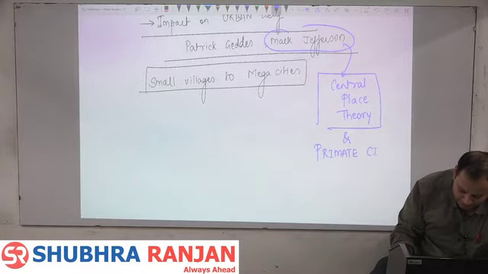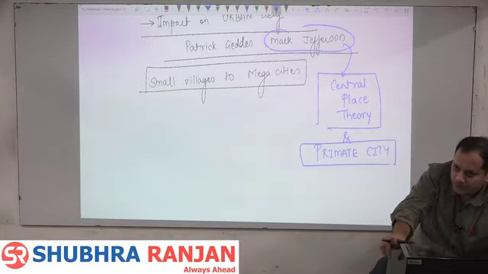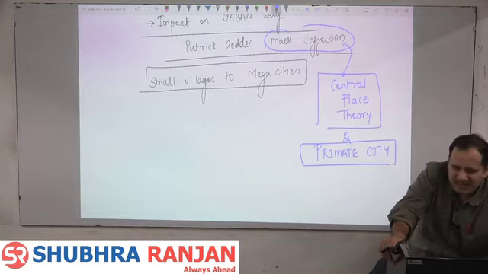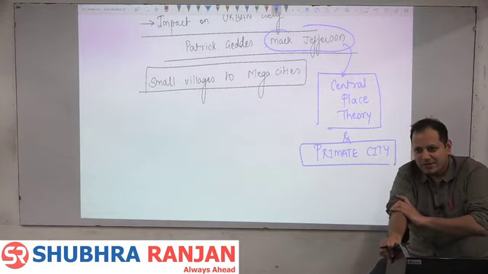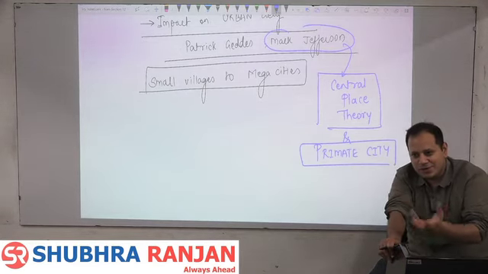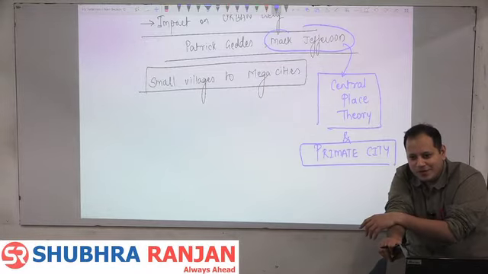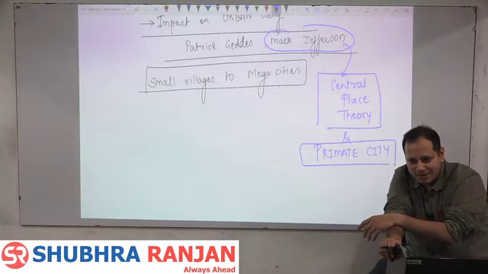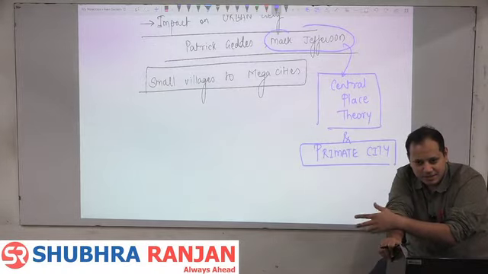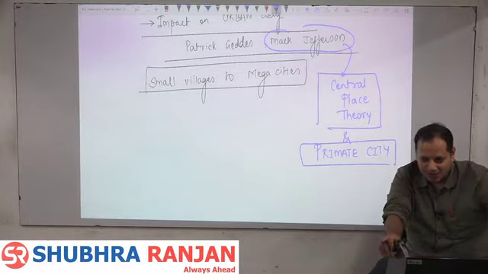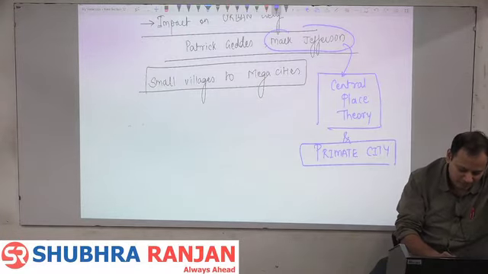Primate city. Central place theory. Why should Connaught Place only be the Connaught Place? Why could there not have been any other area which would have been developed by Britishers as Connaught Place? Understanding? That is why, what is the central place theory? Central business district. Look at the ecology of Connaught Place. Old Delhi. Fine? Railway station.